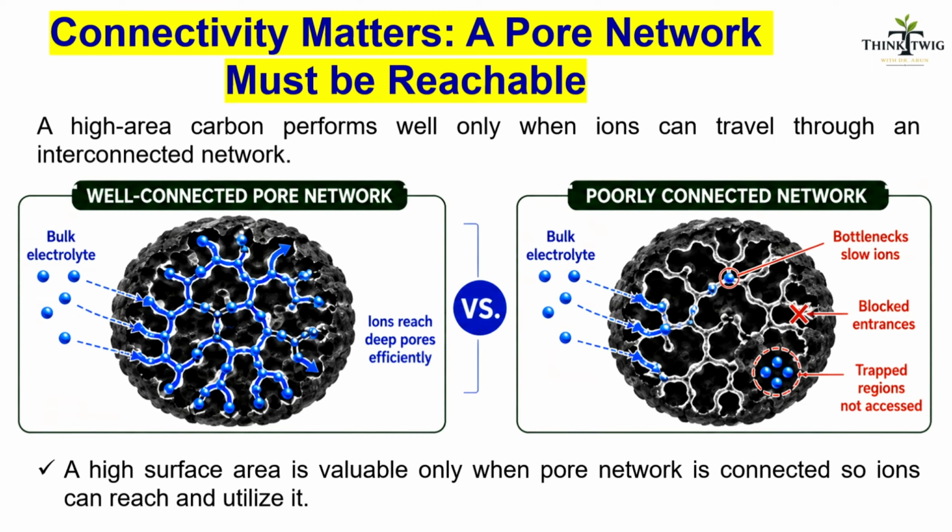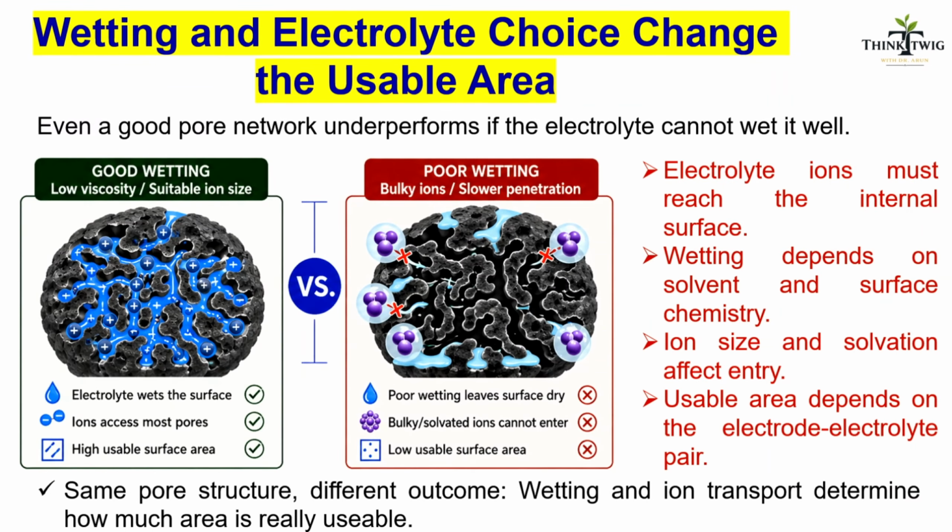At slow rates, ions have more time to travel deeper. At higher rates, time becomes limited. Poor pathways then become a serious problem. But connectivity is still not the full story. Even a perfectly connected pore network cannot work properly if the electrolyte ion does not enter it well. Now we can reach another important factor, that is wetting. Wetting sounds simple, but it has a major effect on porous electrodes.